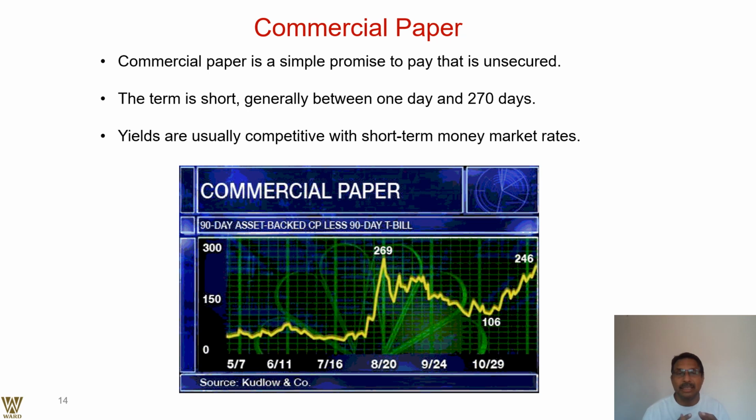Commercial paper is nothing but a simple promise to pay that is unsecured. The term is short, generally between a day and 270 days, which is approximately 9 months. Yields are usually competitive with short-term money market rates per se.